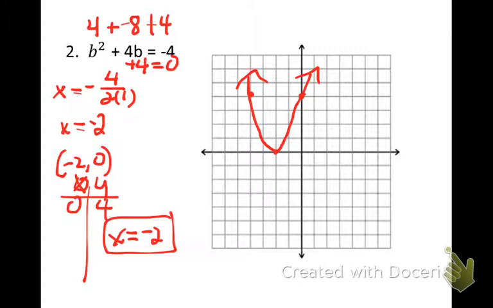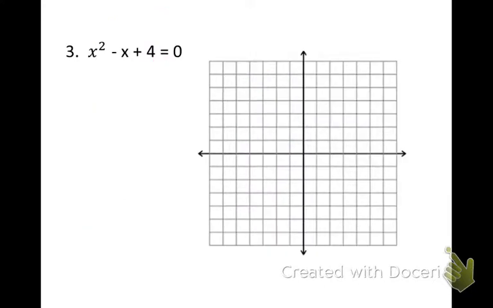Oops, guess I'm using b, aren't I? b equals, sorry about that. All right, let's look at another one. So this one is set equal to 0. Don't forget to check that first. I forgot that on the last one.